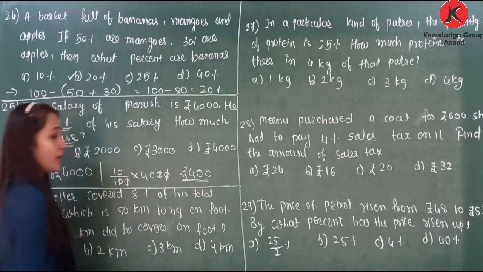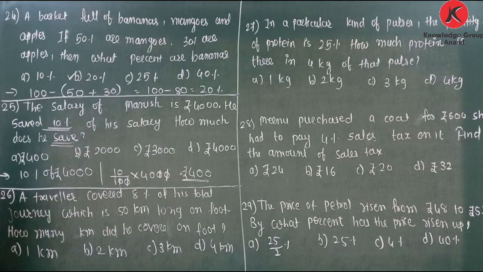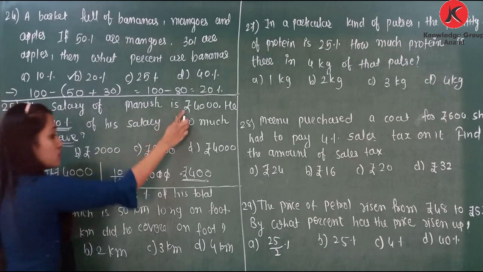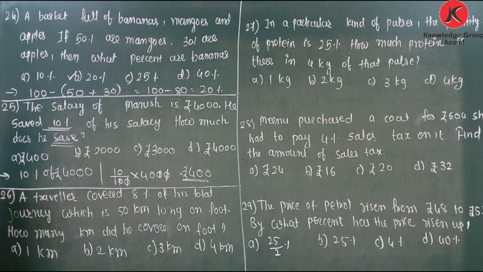If 400 rupees is the saved money, then what is the spent money? 4,000 minus 400. So that will give the spent money. Clear? So that will be 3,600 spent money and 400 is saved money.